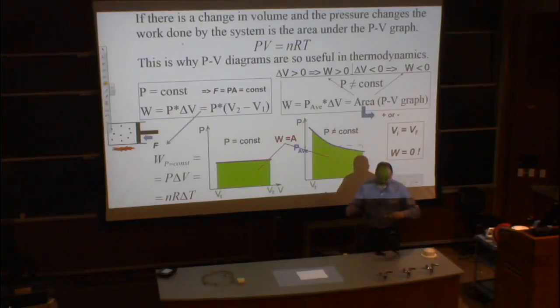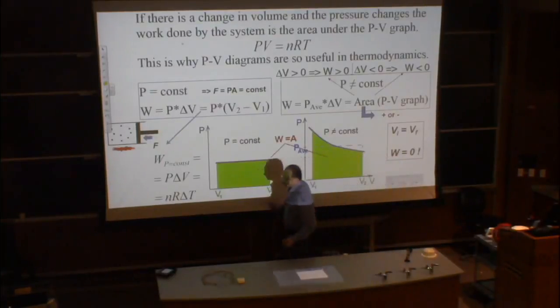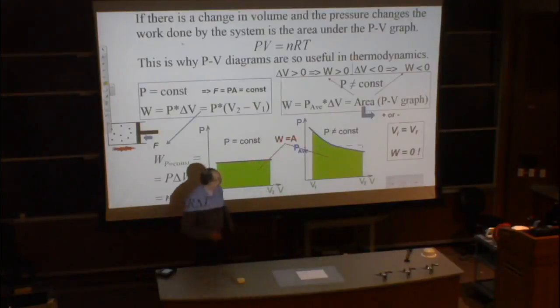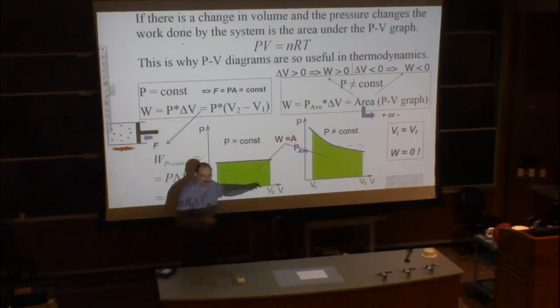Otherwise, if we compress the gas, we do positive work. So when the volume decreases, the work done by the gas, by the system, is negative. That's it. That's all we need to keep in mind. If we use this equation, pressure times change in the volume, it's taken care of automatically. If we increase the volume, this difference is positive. If we decrease the volume, this difference is negative.